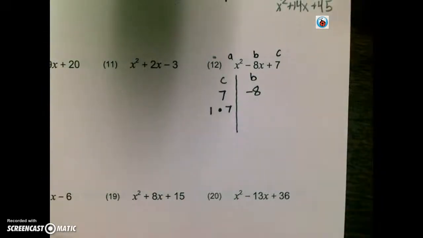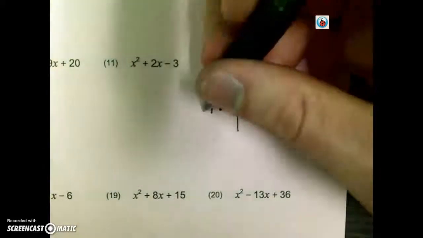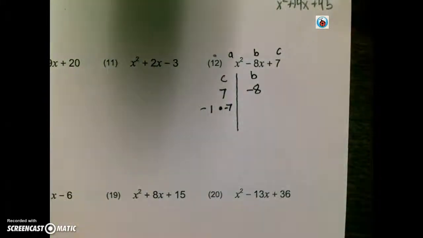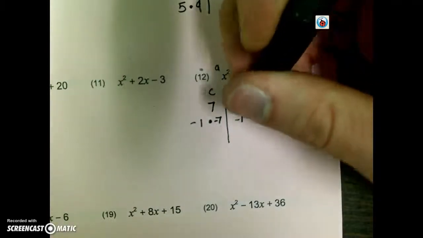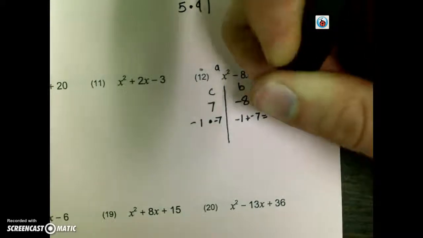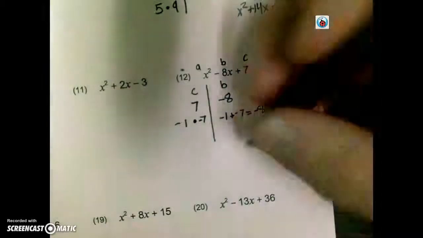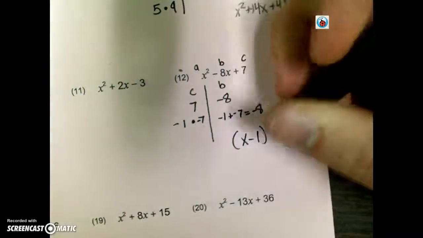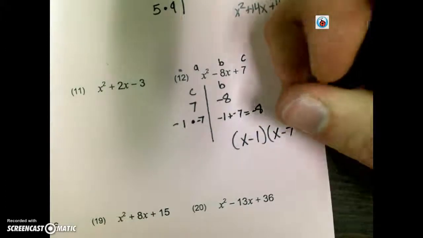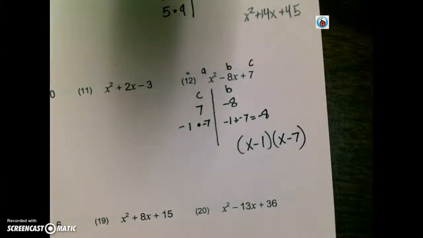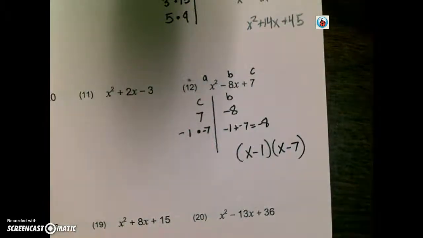Right, so I know that 1 times 7 would give me 7, but I need the negatives. So also negative 1 times negative 7 will give me a positive 7. And this is actually our combination, because negative 1 plus negative 7 also takes me to a negative 8. So those would be our 2 factors, the negative 1 and the negative 7. If you were to multiply those out and double check with the distributive property, you'd realize you get right back to our original answer.